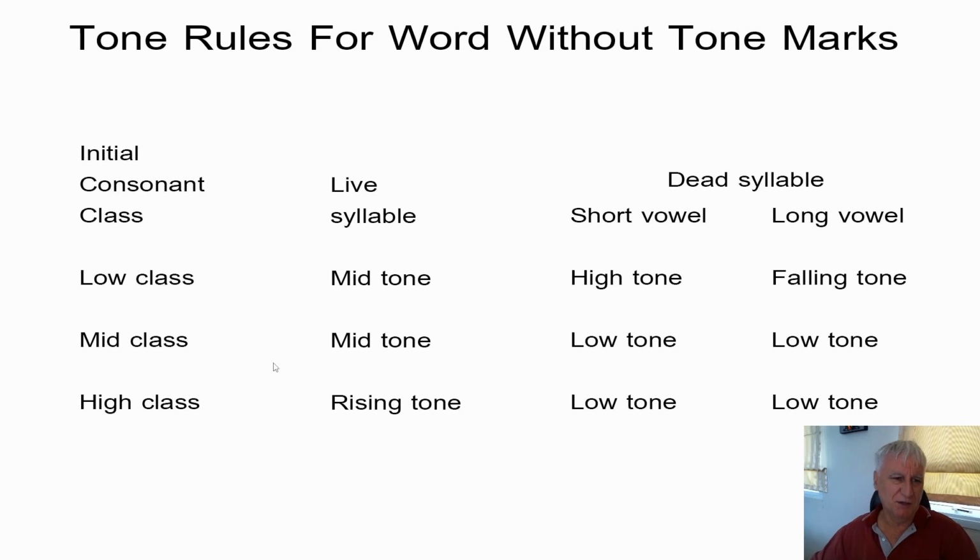As you can see, the class of the initial consonant is still very important. But rather than looking at a tone mark, which we haven't got, we need to first determine whether the syllable is live or dead. And if it's dead, we need to determine whether the vowel is long or short. So I'll go over how we do that, and then I'll go through some sample words to give you some practice.